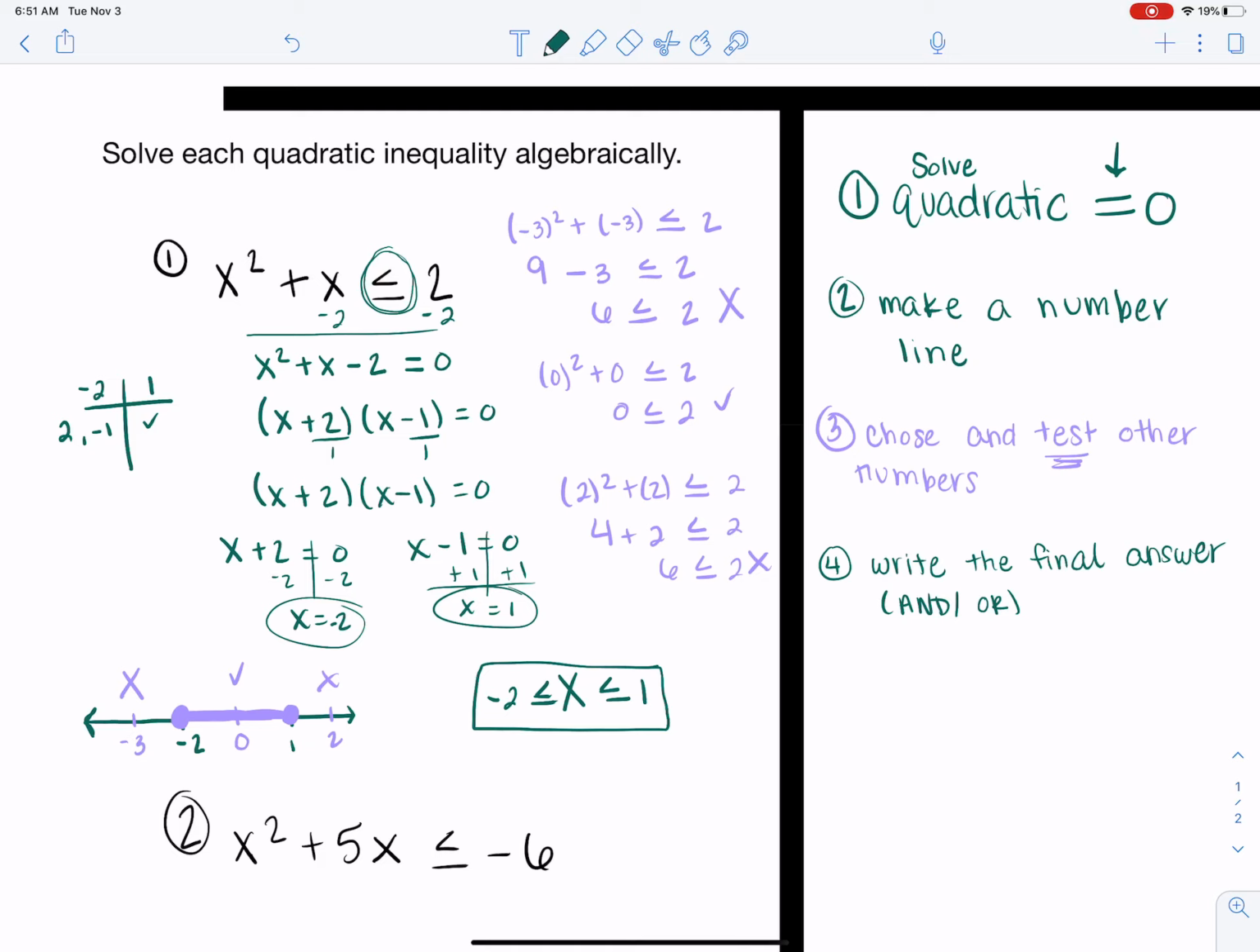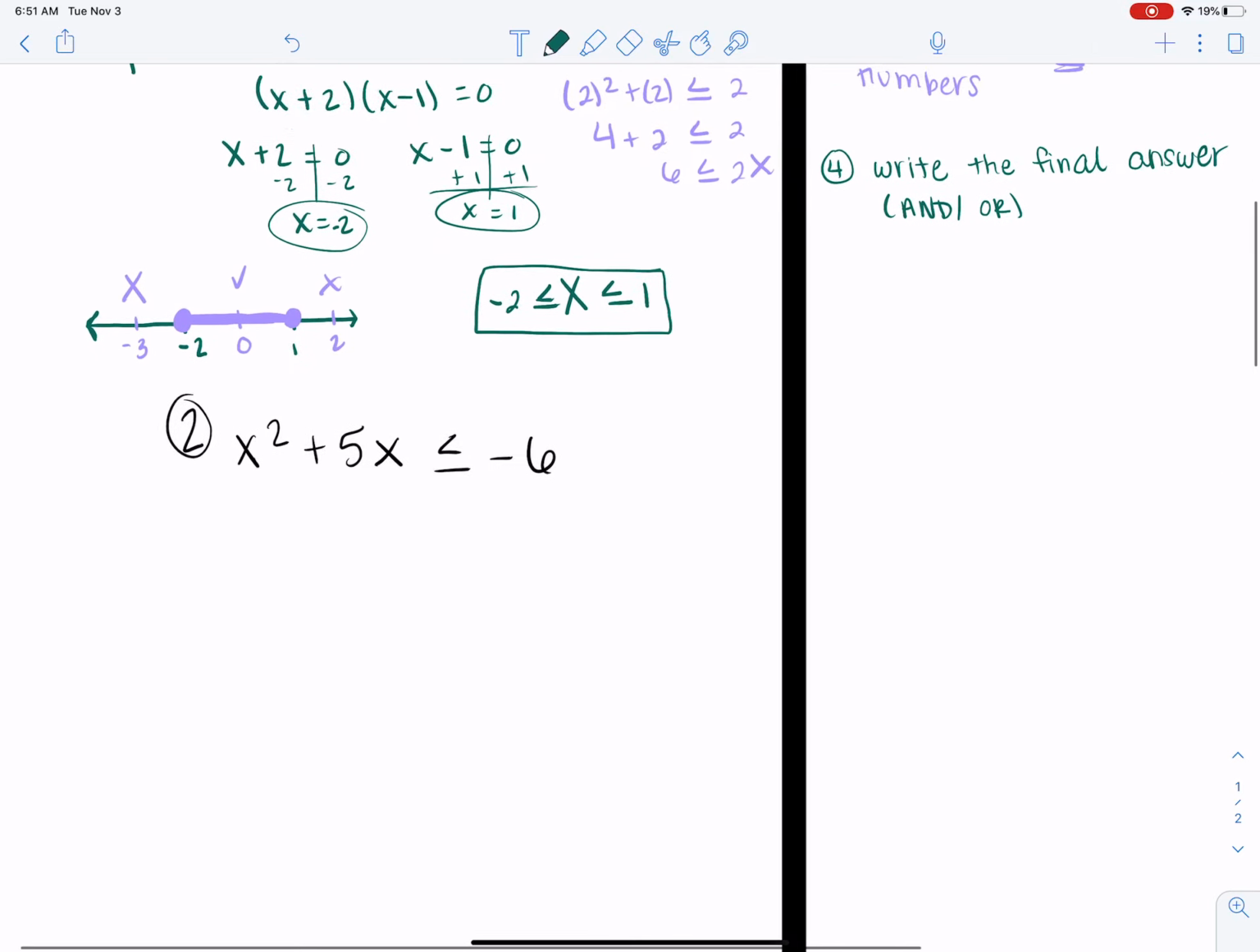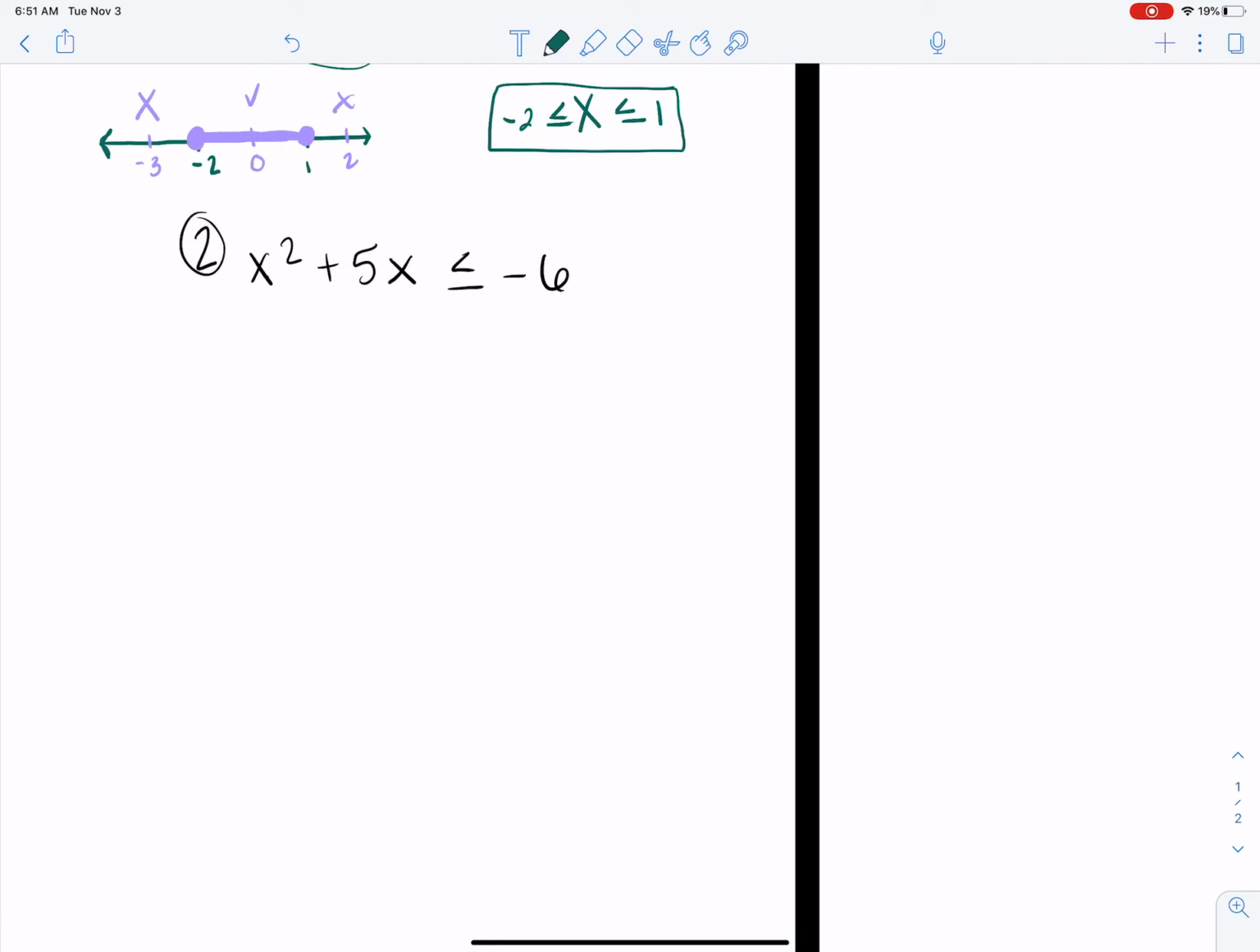And that's the answer. So we're going to pretend the inequality doesn't exist, and we're going to use equal to. Then we're going to make a number line. We're going to choose and test other numbers, and then we can write the final answer. All right, example 2. First, I'm going to solve pretending it's equal to and not an inequality.